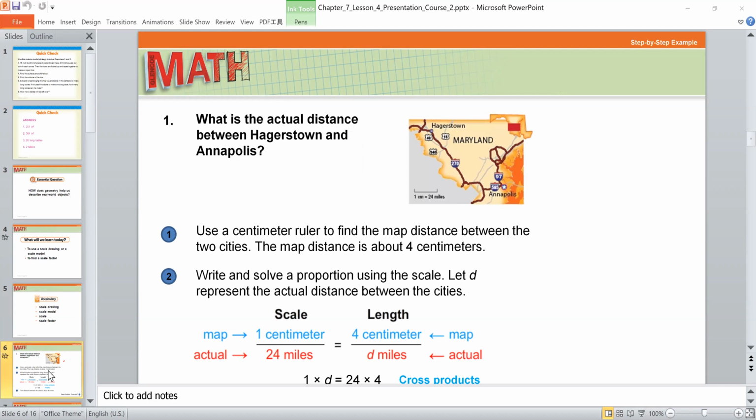This is a new lesson, and it is an amazing lesson, because we will be dealing with maps and photos. So you will need this lesson in your life. Maybe you go on a trip and you have a map. You need to know what the length in real life is and what the length in the drawing is.